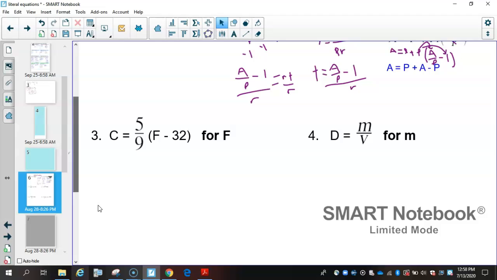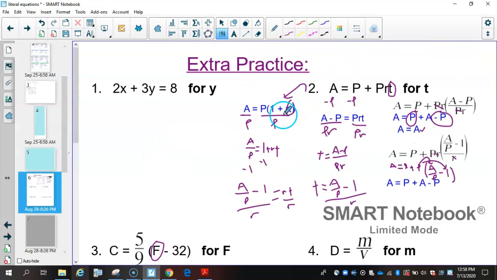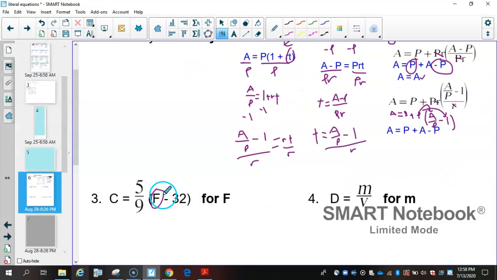Right? We're going to do number 3. Now we need to solve for F. F, again, like we were talking about with the second example, is inside the parentheses. So in order to get rid of, or get F by itself, we need to get rid of everything outside of the parentheses first.